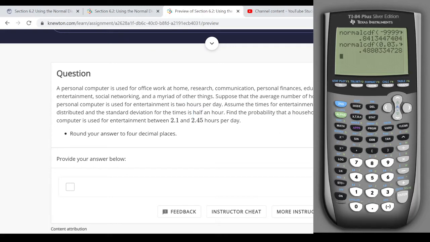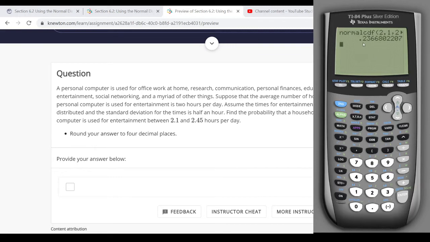So here's what I enter. After just glancing through this, I'd go second, distributions, normal CDF. We're finding the probability of having between 2.1 and 2.45 hours of entertainment per day. So lower value, 2.1. And you could draw a picture if you want, like with the bell curve and all that. Upper value, 2.45. They said the mean, the average was 2 hours a day. The standard deviation was half an hour a day, so 0.5. And I enter this, and it's all the same. And then round to 4 decimal places.